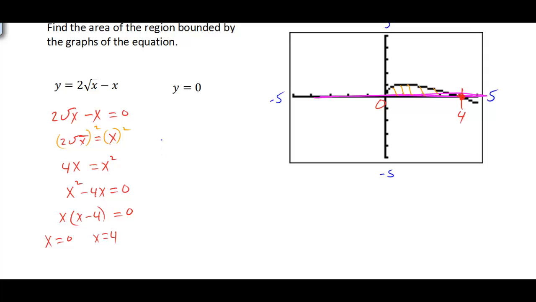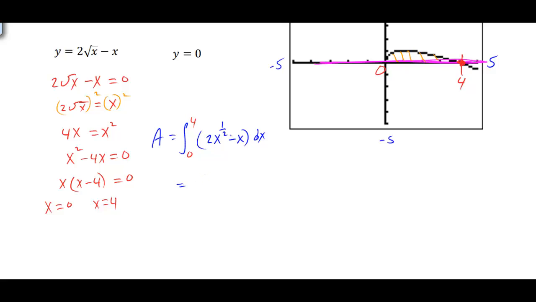So if we set up our integral to find the area of this region, we're integrating from 0 to 4, and our function is 2 square root of x minus x. I'm going to rewrite that as 2 times x to the 1/2 minus x dx. If we integrate this now, 2x to the 1/2 becomes 2x to the 1/2 plus 1, which is 3/2. Again, instead of dividing by 3/2, I'm going to multiply out front by the reciprocal, which is 2/3, minus x squared divided by 2.